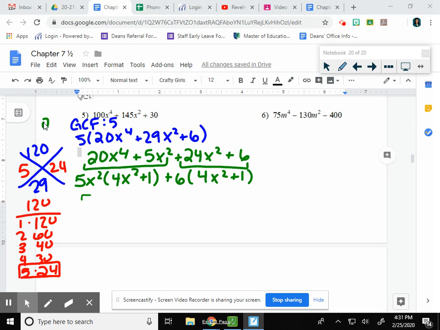Okay, so setting these equal to 0. 5x squared plus 6 equals 0. You're going to subtract 6. You're going to divide by 5. And now you got to take square roots.